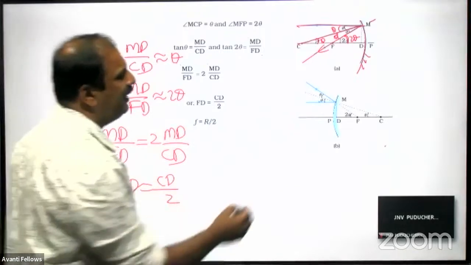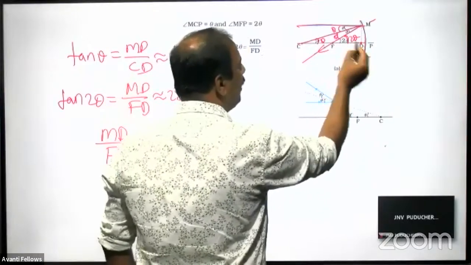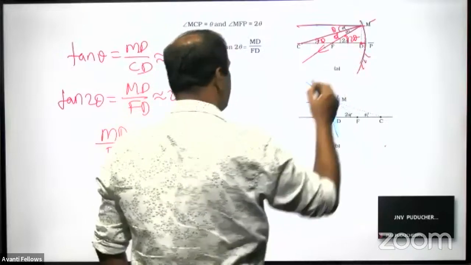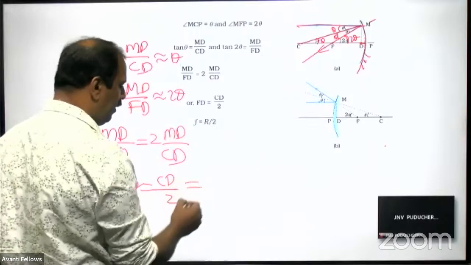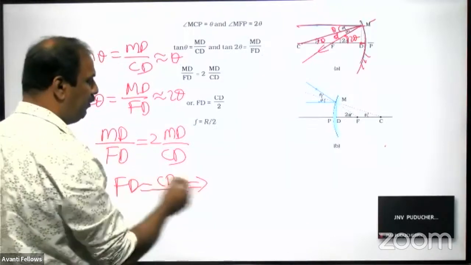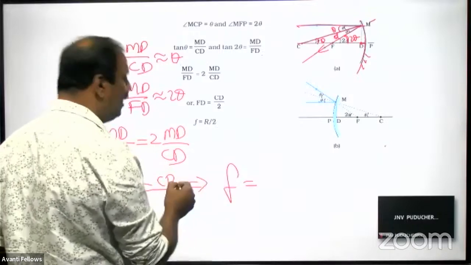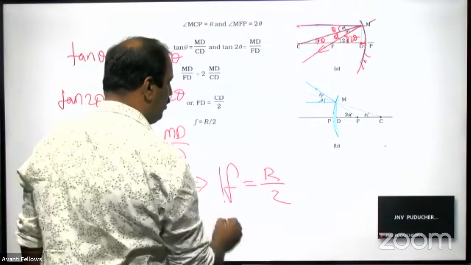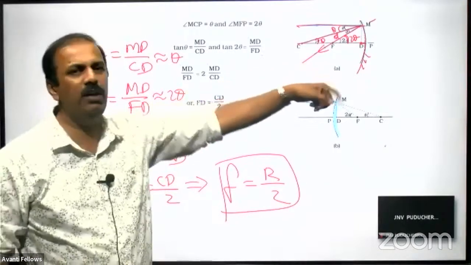See here, this D is a point here. This is not the pole. But as we told, when you take this entire structure, this will be very close. So D and P can be taken as the same thing. So what we can write from this is, FD means focal length. F will be equal to CD. CD will be the same as C to P. So that will be R by 2. F is equal to R by 2. This we have done for a concave mirror.